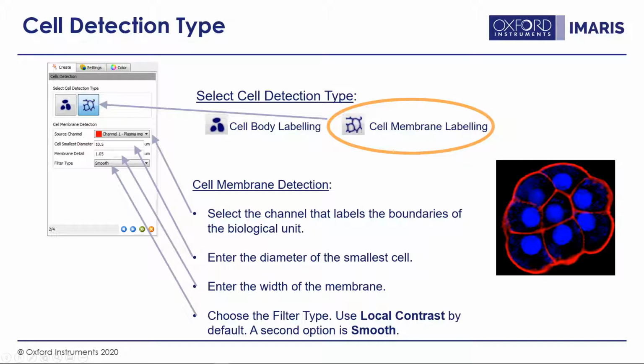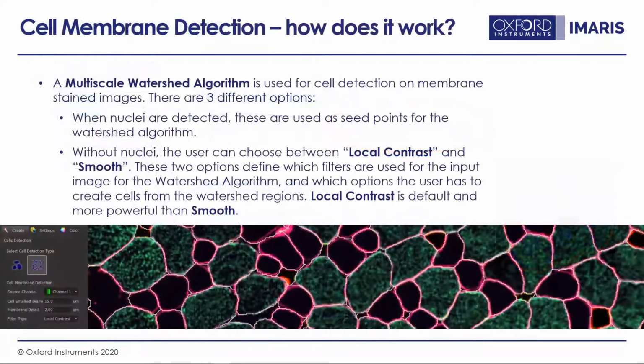Sometimes it's very easy to jump right to measuring the distances, putting the right numbers, and then we just start the analysis and see, whoa, there is something weird. And maybe in all the excitement about segmentation and detection, we just took the wrong channel. So first thing, pick up the right channel, which is for the membrane. The cell smallest diameter and membrane detail I will explain during the demonstration. Another filter type, smooth and local contrast, again I will explain just in a while.